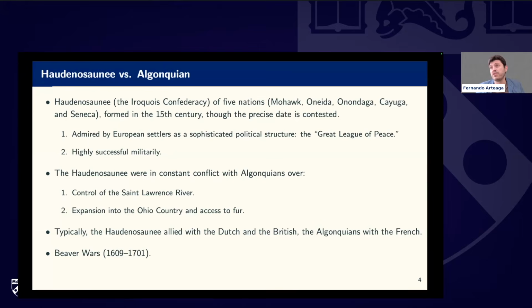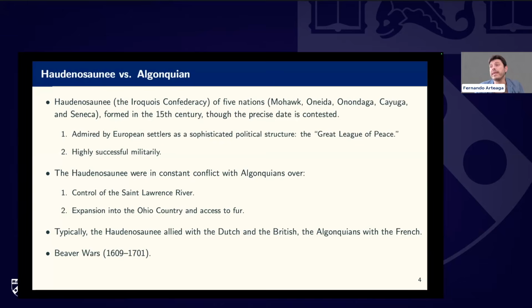And traditionally, the historiography has pointed to a heuristic to understand how this contention worked: most of the time the Iroquois allied themselves first with the Dutch, because the Dutch arrived in North America first, and later with the British. While the Algonquin, the Algic tribes, more or less allied themselves with the French. So you have the Native Americans using the Europeans for their own goals, and the Europeans obviously doing the same.